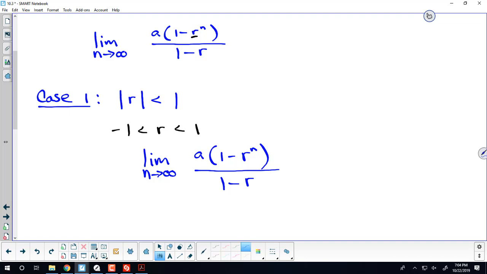If it's in between 1 and -1, or the absolute value of it is less than 1, then it has to be some sort of fractional number, like a half or a third or 9 over 10, those kinds of things. So that R to the n, for our particular R we're looking at, would approach 0. And then that means that the limit just turns into a over 1 minus R.